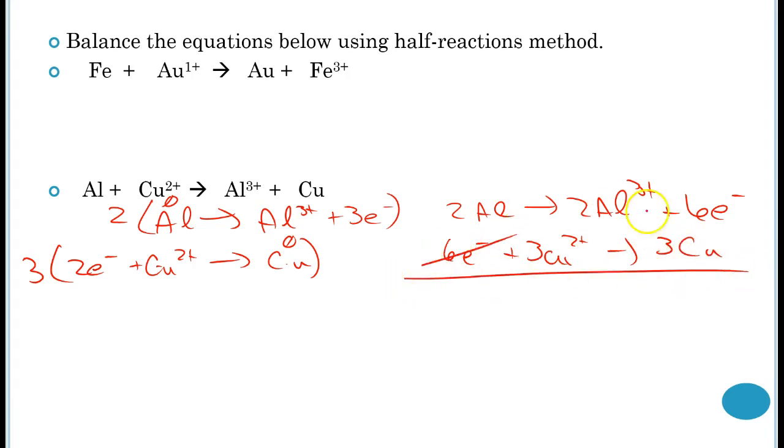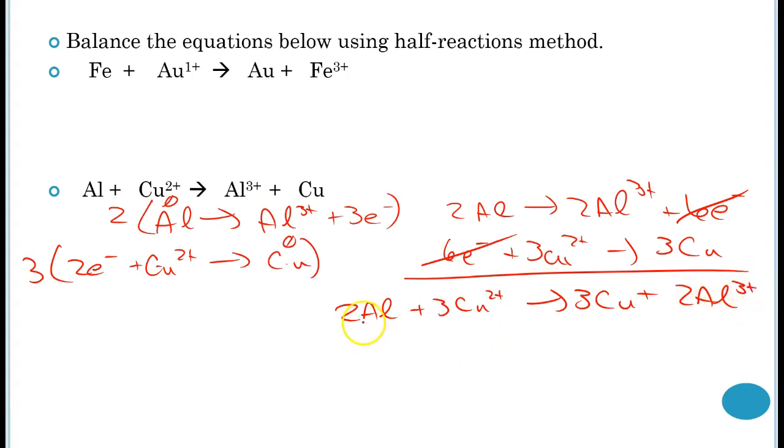I'm going to add them together. The electrons are supposed to cancel out. One's being oxidized, one's being reduced. I have 2Al, 3 Cu2+ goes to 3 Cu, and 2Al3+. Just to check and make sure, 2 atoms of aluminum, 2 atoms of aluminum. 3 atoms of copper, 3 atoms of copper. But the charge is the biggest thing. 0 times 2, 3 times 2 is 6. 0, 3 times 0, and 2 times 3 is 6. So it is a balanced redox reaction, atoms and charge.